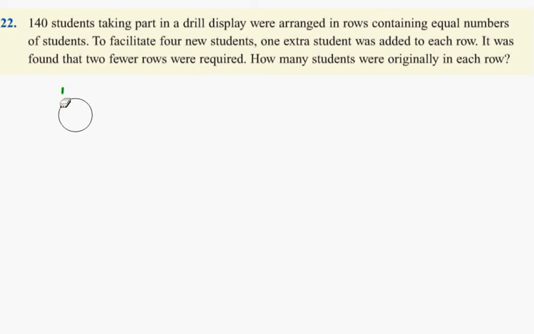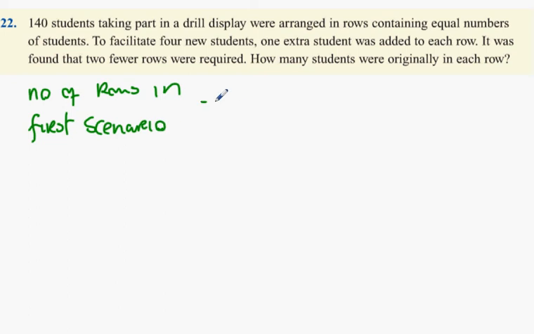So if I was to write this in English, I'm going to try to write this as an English question. Number of rows in first case, in first scenario. What do I mean by first scenario? Can anybody tell me? Yeah, before this part here, before to facilitate 4 new students.